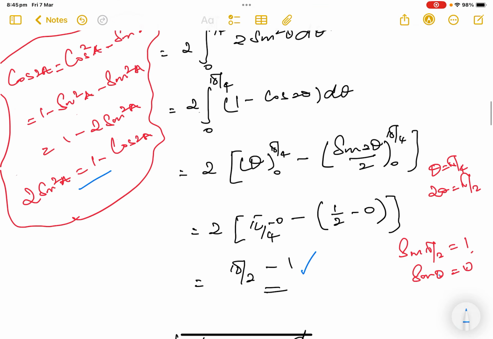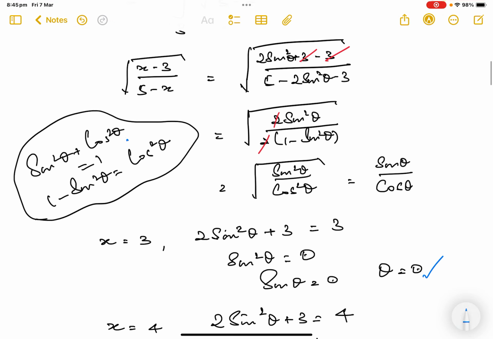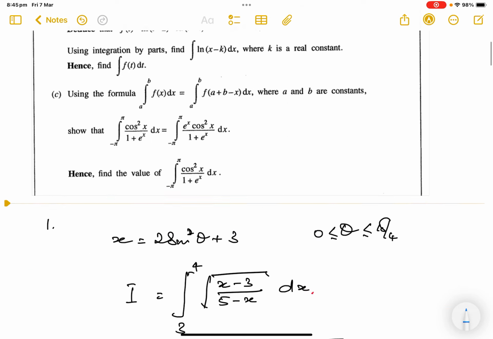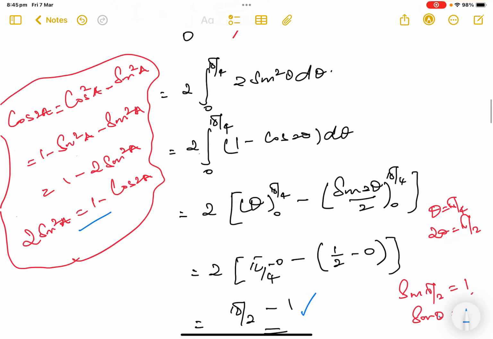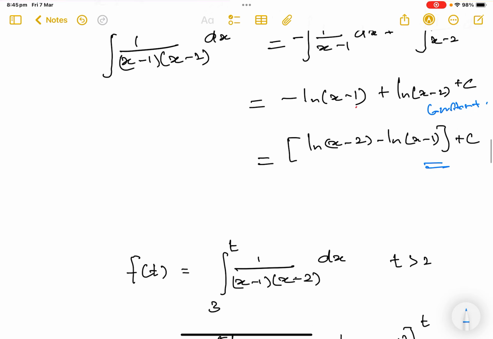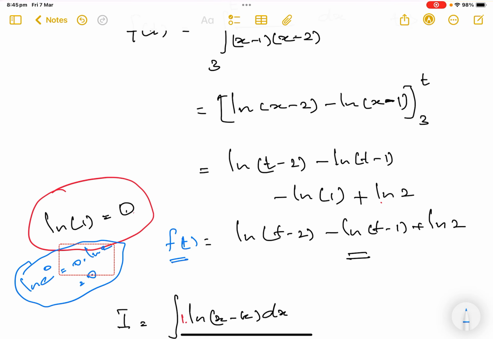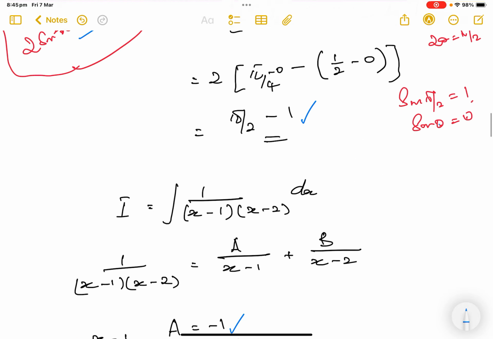Okay, next one. This function of t we found, they ask you to prove that it equals ln|t minus 2| minus ln|t minus 1| plus ln 2. If you look at it, when you put the limits in, the c becomes ln 2. So we don't need to go into that.